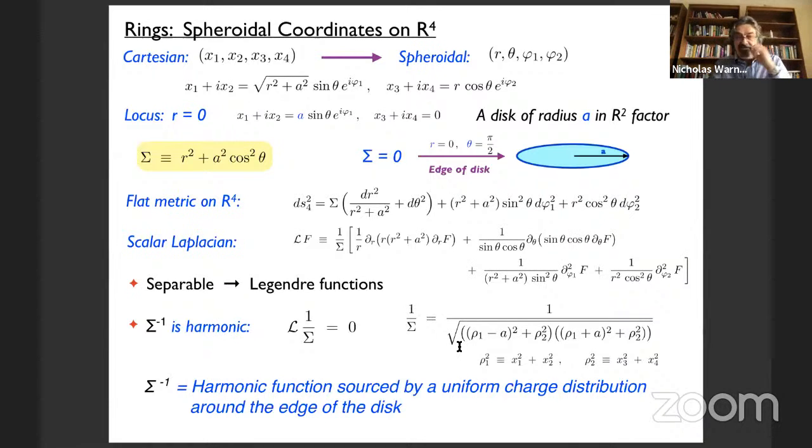Okay. So if you're going to do any kind of black ring, supertube, whatever else, these are the coordinates you use because they have the nicest possible structure.